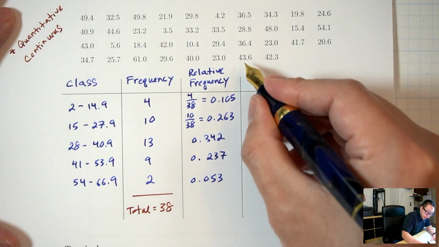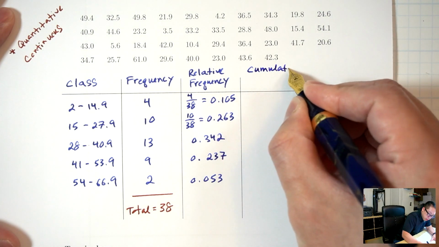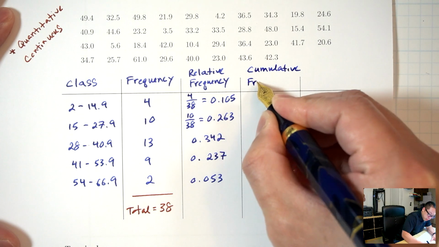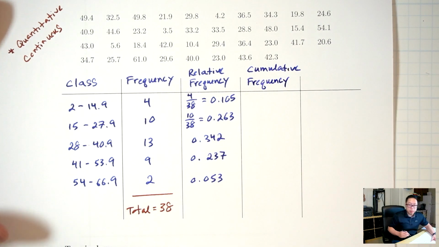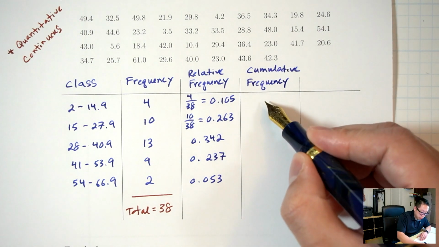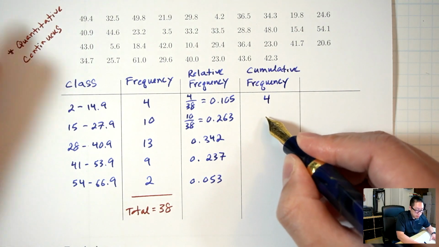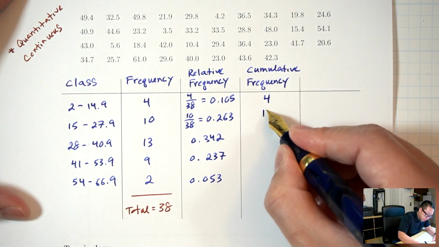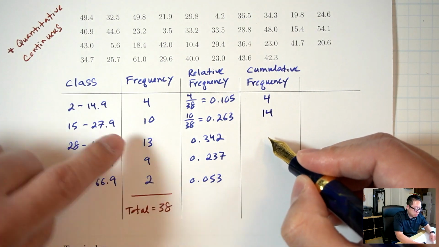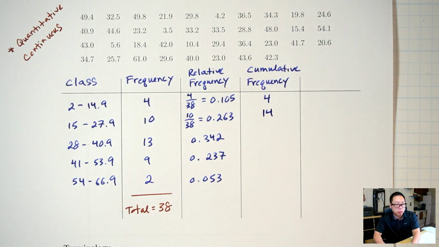Next up is cumulative frequency. The first cumulative frequency should match the regular frequency, so that's going to be 4. The next one is 10 plus everything before it, so 10 plus 4 is 14. Next up is 13 plus 10 plus 4, which is 27.